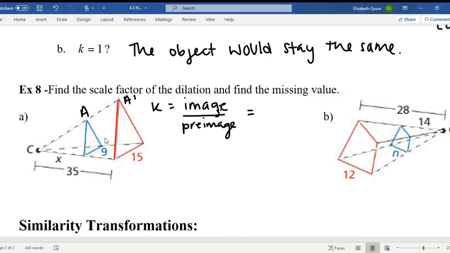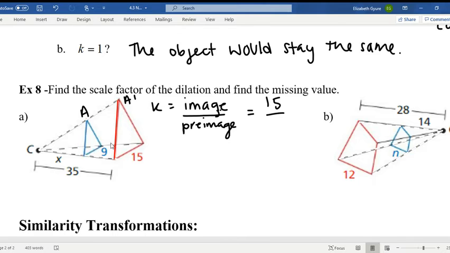So if we're going to do image over pre-image, what's a measurement that we can use from our image in our fraction here? 15. Okay, 15. Why would I not use 35?